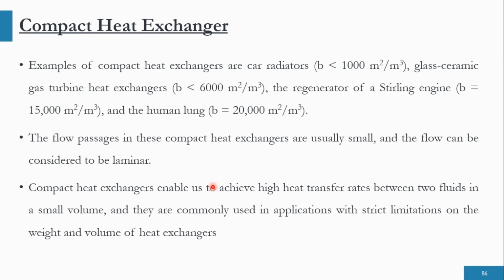These heat exchangers enable us to achieve high heat transfer area between the two fluids in a small volume, and they are commonly used in applications with strict limitations on the weight and volume of the heat exchanger. So as we initially said, these enable us to realize a high heat transfer area per unit volume. This is the main application, and the flow is considered to be laminar in it. We have seen the industrial and daily life applications. So this is the overall introduction of the compact heat exchangers.